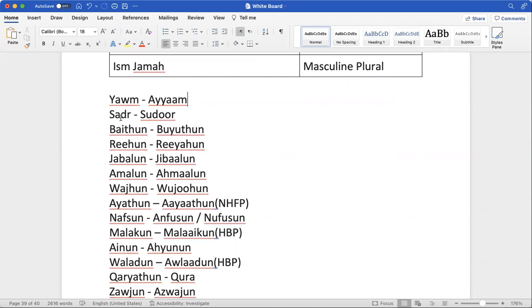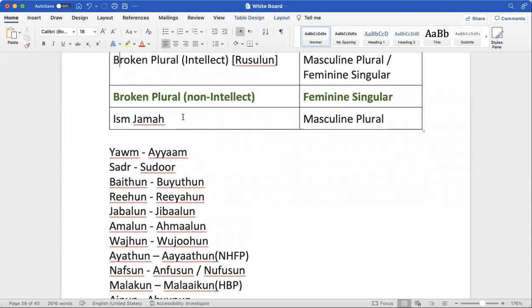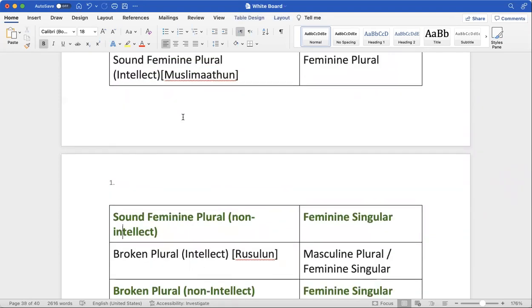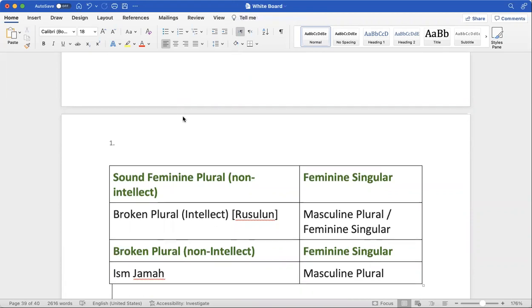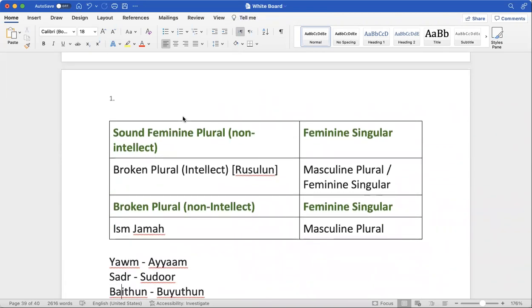Hi, sir. In broken plurals, you have written masculine plural and feminine singular. Feminine plural also will be there, isn't it? In broken plurals, humans, feminine plural will also be there, isn't it? Yes, possible. You have written only masculine plural, so I'm asking. Yes, yes, feminine plurals will also be there.